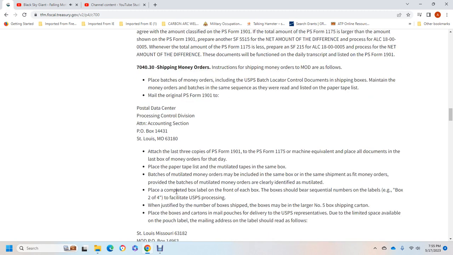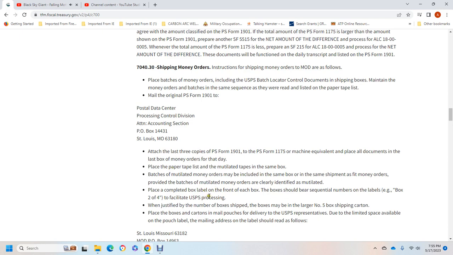Attach the last three copies of the 1901 and form 1175 machine equivalent. Place all of the documents allowed in the box of the money orders for the day. Place the paper tape with the mutilated tape within the same box. Batches of mutilated money orders may be included in the same box. Same shipment within the money orders, provided the batch of mutilated money orders is clearly identified as mutilated. Place a completed box label at the front of each box. These boxes should bear sequentially the numbers of the label.